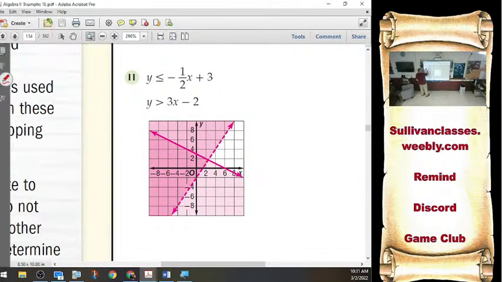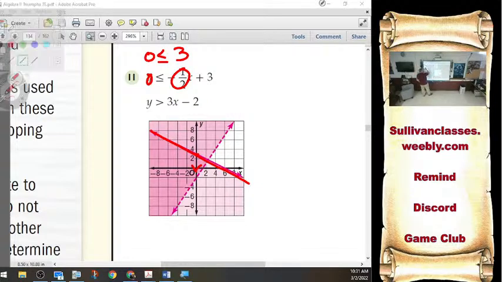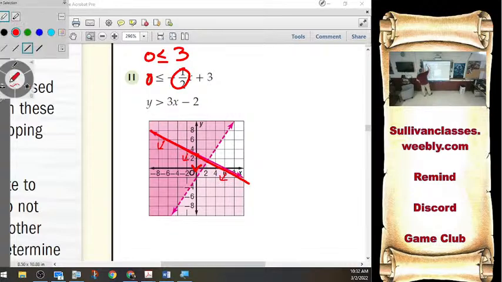Okay, so start at 3, down 1 over 2. Two ways to do this. Option 1, plug a 0 in for both x and y, and it says 0 is less than or equal to 3. Is that true? Yeah, it is true. So that means 0 is an answer. I'm going to shade towards the 0. Okay? Then I do it again.